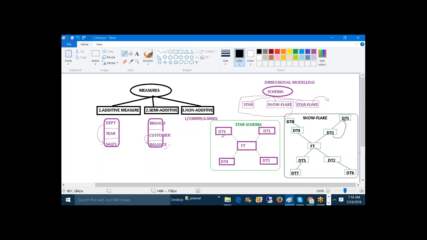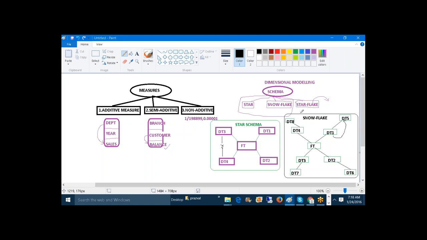fact, and there is no direct relationship between one dimension and the other dimension. Whereas in the snowflake schema, there is a direct relationship between one dimension and the other dimension. So in Tableau, it is possible to build these two schemas, okay, star and snowflake schemas.